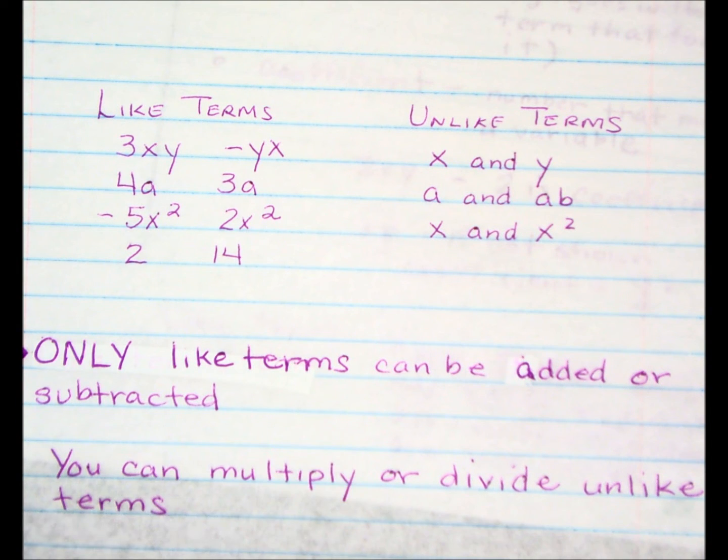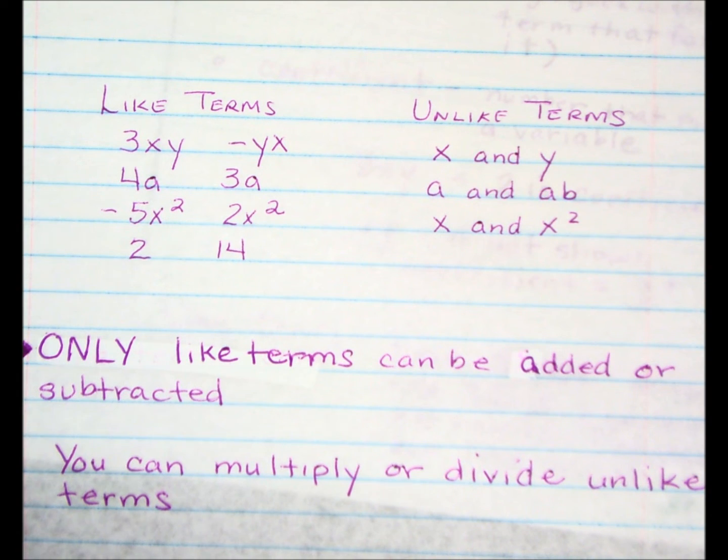Now let's take a look at the unlike terms. Unlike terms, x and y are unlike terms. If it was just 1x plus 1y, they're unlike terms, they can't be added. A and AB are unlike terms. Yes, they both have an A, but because there is no B, they are considered unlike terms. And remember that they must have the same exponents. So x, which would be x to the first power, and x squared, or x to the second power, are not like terms because they have different exponents.